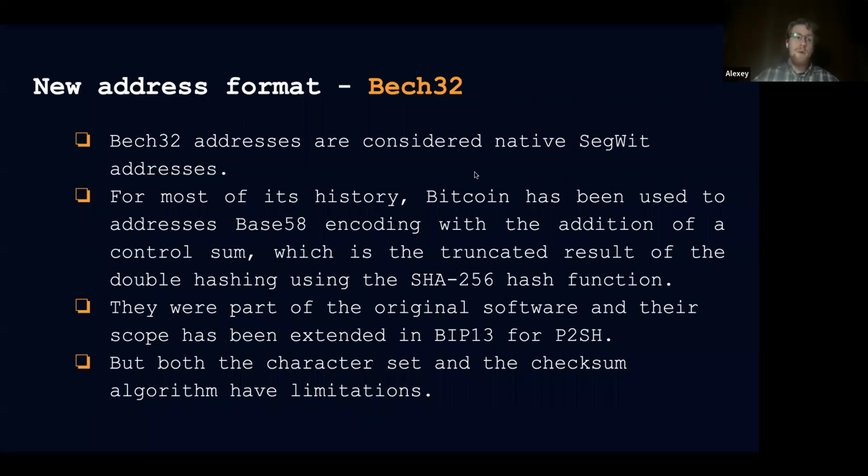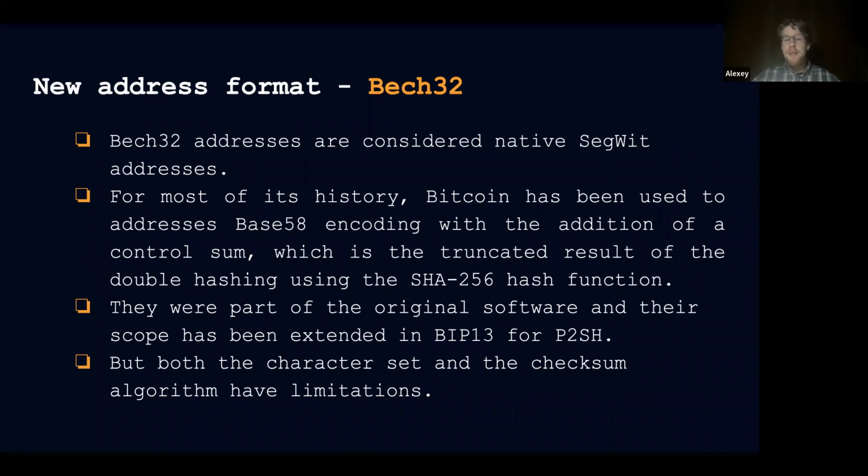Old addresses were part of the original software, and their scope has been extended in BIP 13, Bitcoin Improvement Proposal number 13, for pay-to-script hash, which allowed using the hash of spending conditions instead of the encoded conditions themselves. This is a pretty interesting concept, which allowed a more effective operation of the system. And this hash value, in turn, can be encoded as a regular Bitcoin address, which is, well, pretty neat, if you ask me.